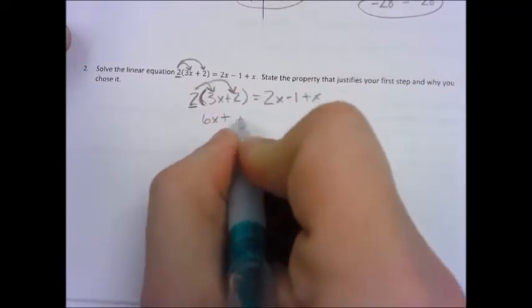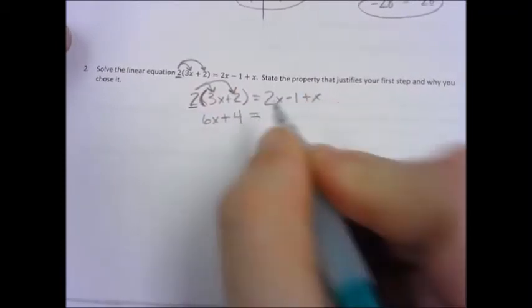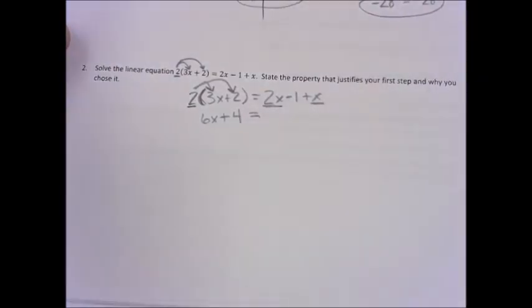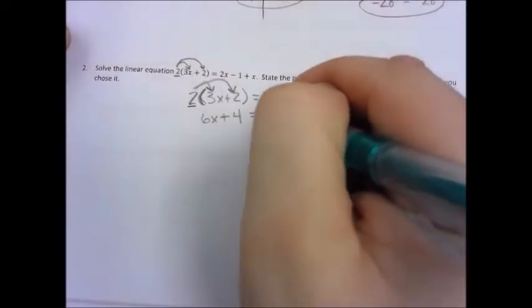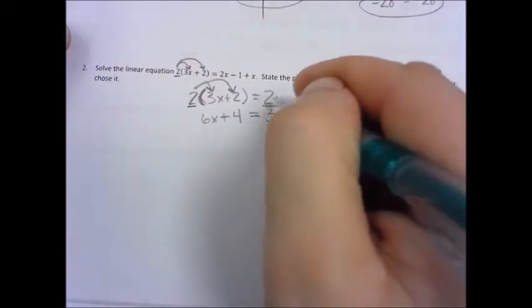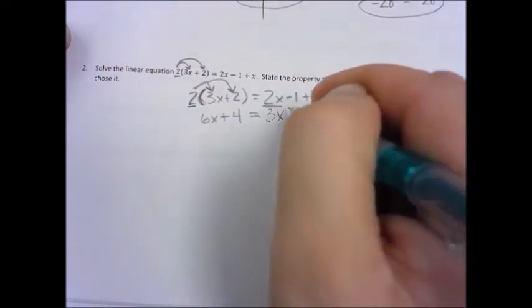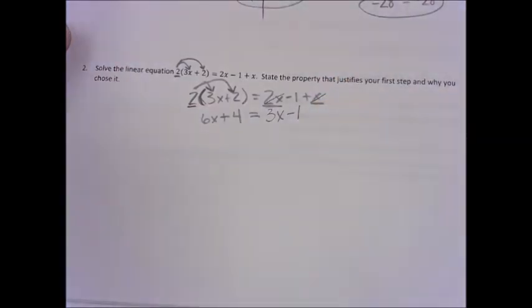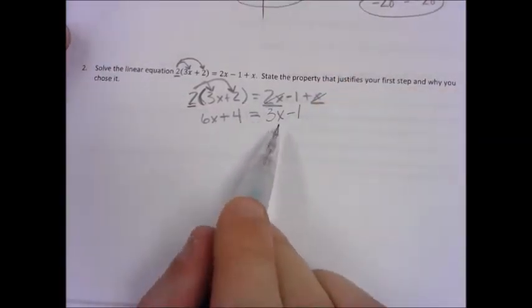Plus 2 times 2 is 4 equals, and again I can condense this, 2x and x. And if I condense those two, what I'm left with is a 3x. So I have 3x because I can add this and this together. So what I'm left with is minus 1. So 6x plus 4 equals 3x minus 1.